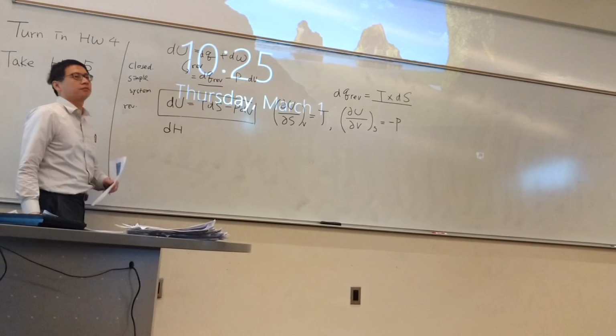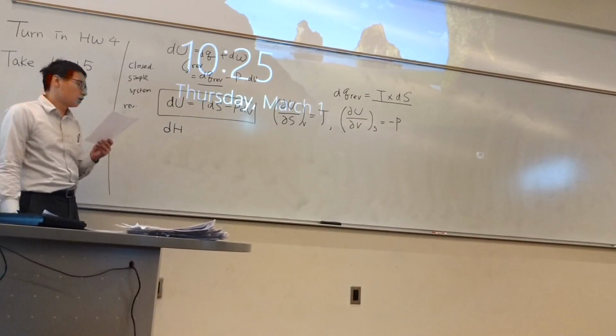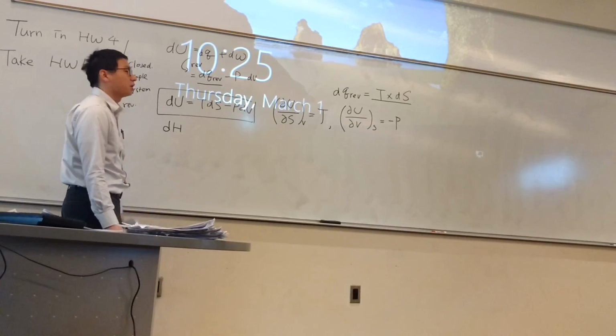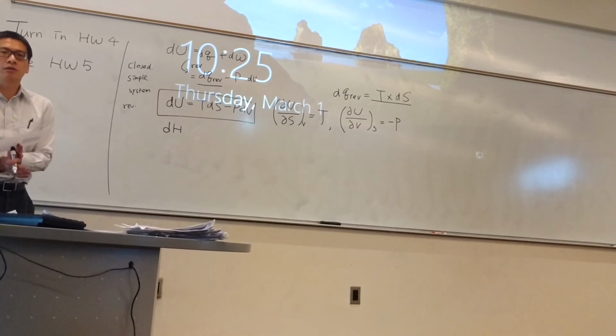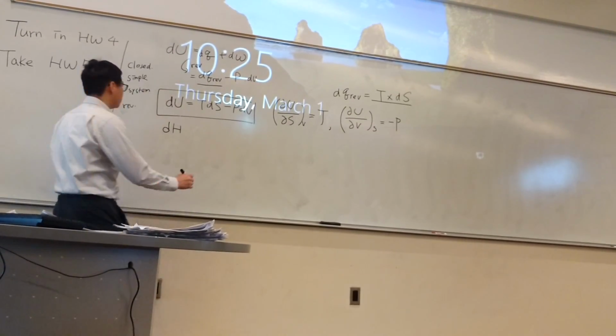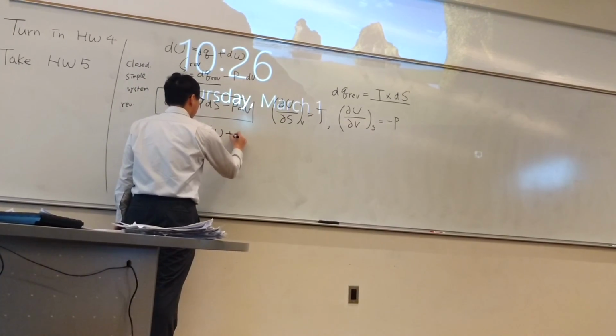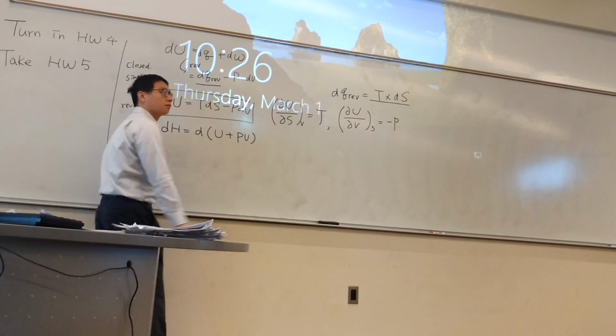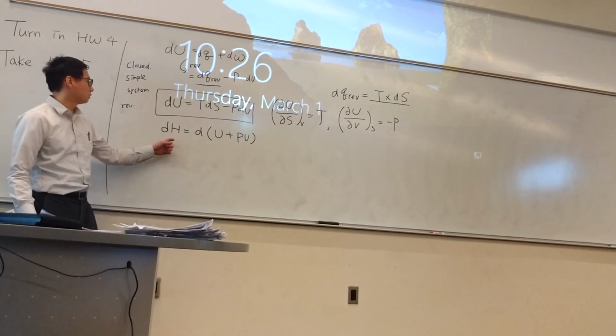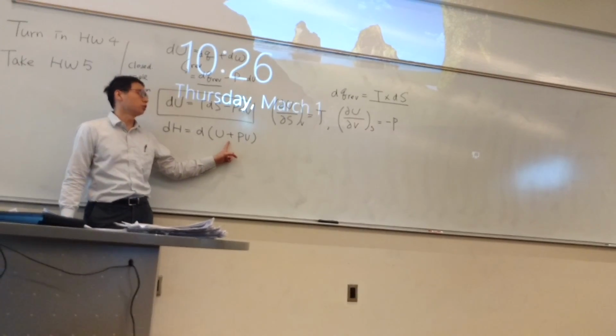How about dH? We said dH is actually TdS plus VdP, right? So how do we get there? We know that dH is dU plus d(PV). Okay, that's the definition of H, right? H is equal to U plus PV.